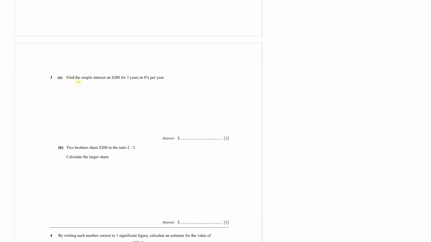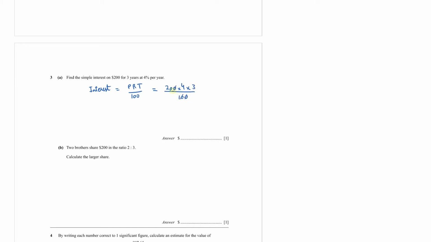Question number 3 is find the simple interest on $200 for 3 years at 4% per year. So you know that interest is PRT over 100, where P is your principal, R is the rate, T is the time. So principal amount is 200 in this case. Your rate is 4% and your time is 3 years over 100.